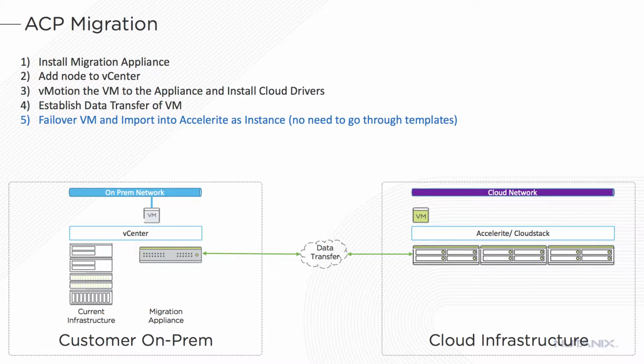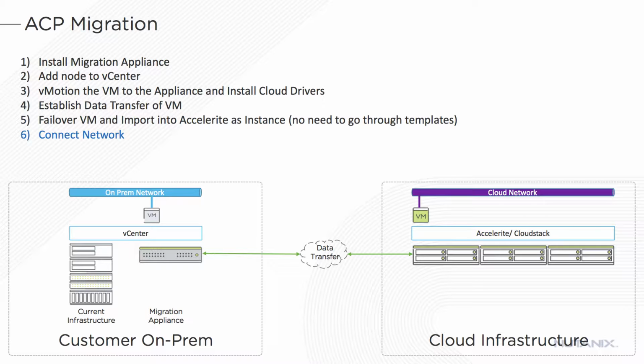The next step is going to be to actually fail over the virtual machine. A couple things to note here. We are going to move it not into a template but directly into an instance in Accelerate. The second is the actual original data is not touched. So in the case of I want to continue to use it on-prem in some way, or I just need to fail back for whatever reason, the data is still protected on the primary side.